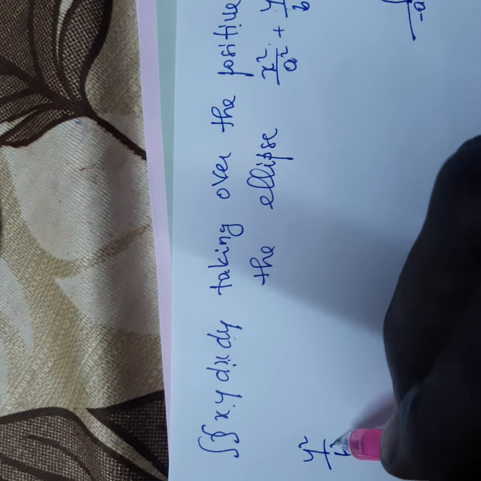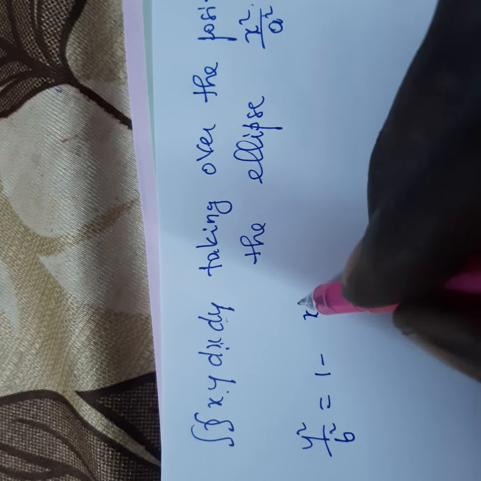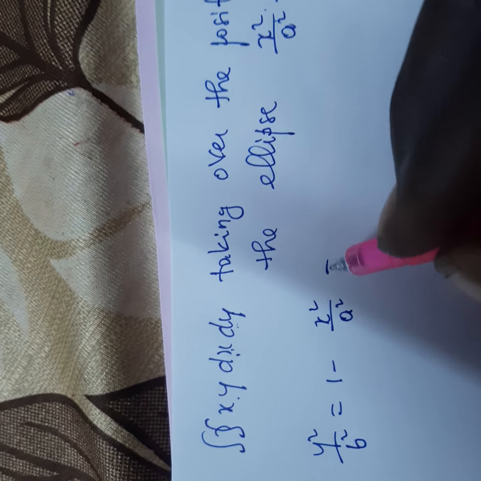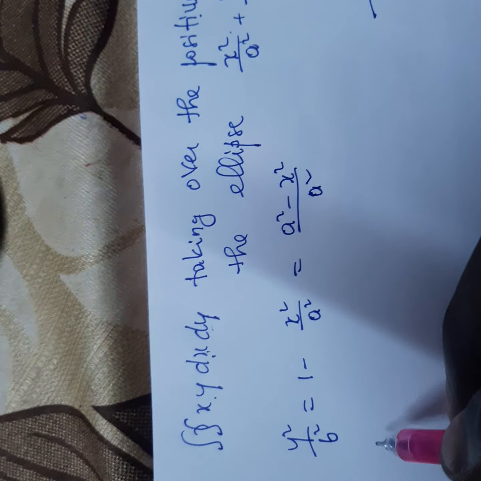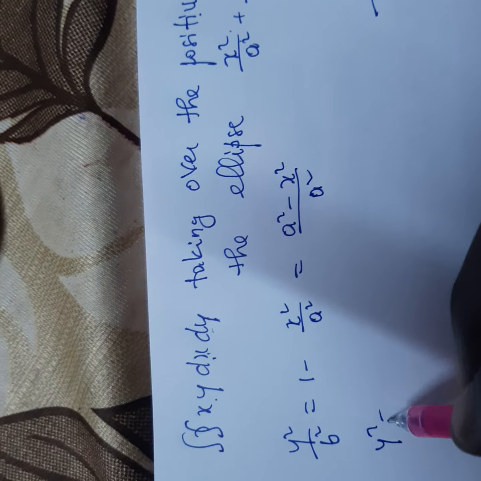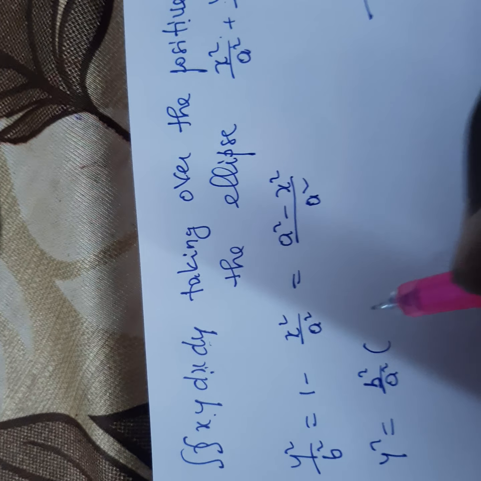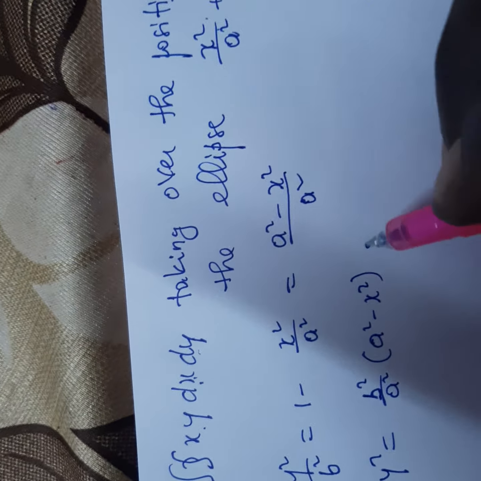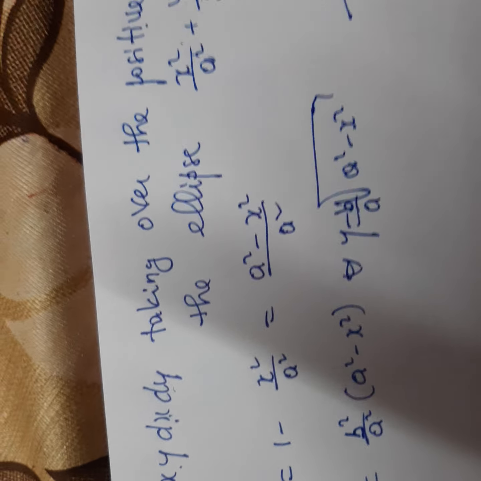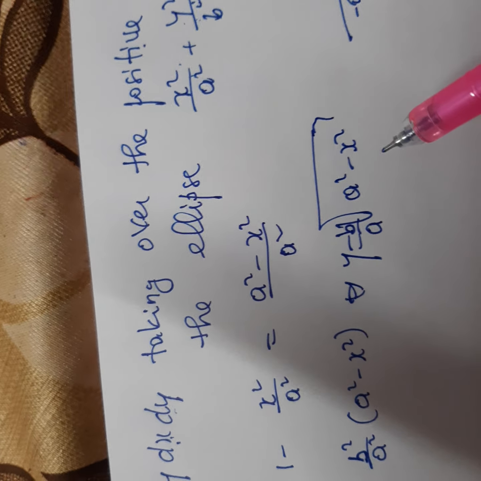So from here what we'll have, y squared by b squared will be equal to 1 minus x squared by a squared. This one means a squared minus x squared by a squared. Therefore y squared will be equal to b squared by a squared into a squared minus x squared. From here y will be equal to b by a root of a squared minus x squared. Because we are taking only the positive part, y will be positive.